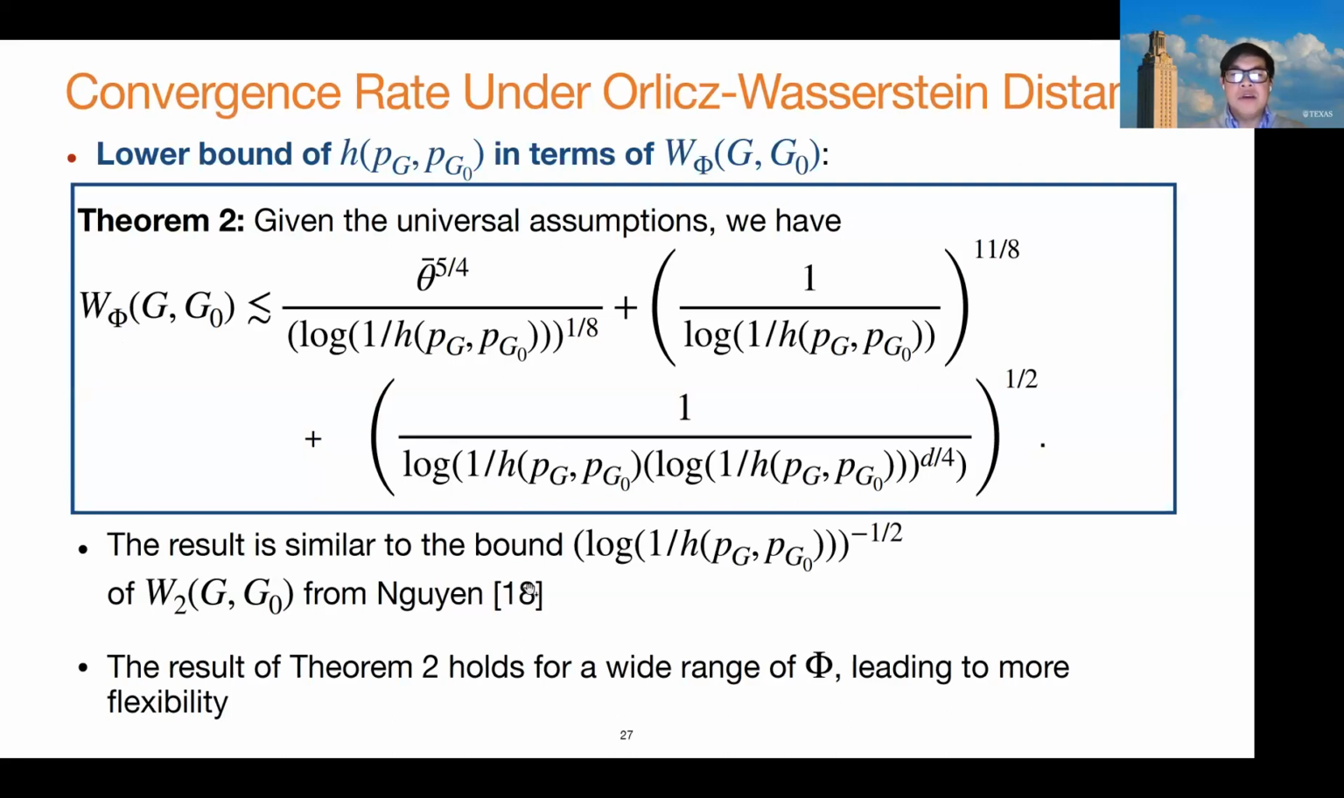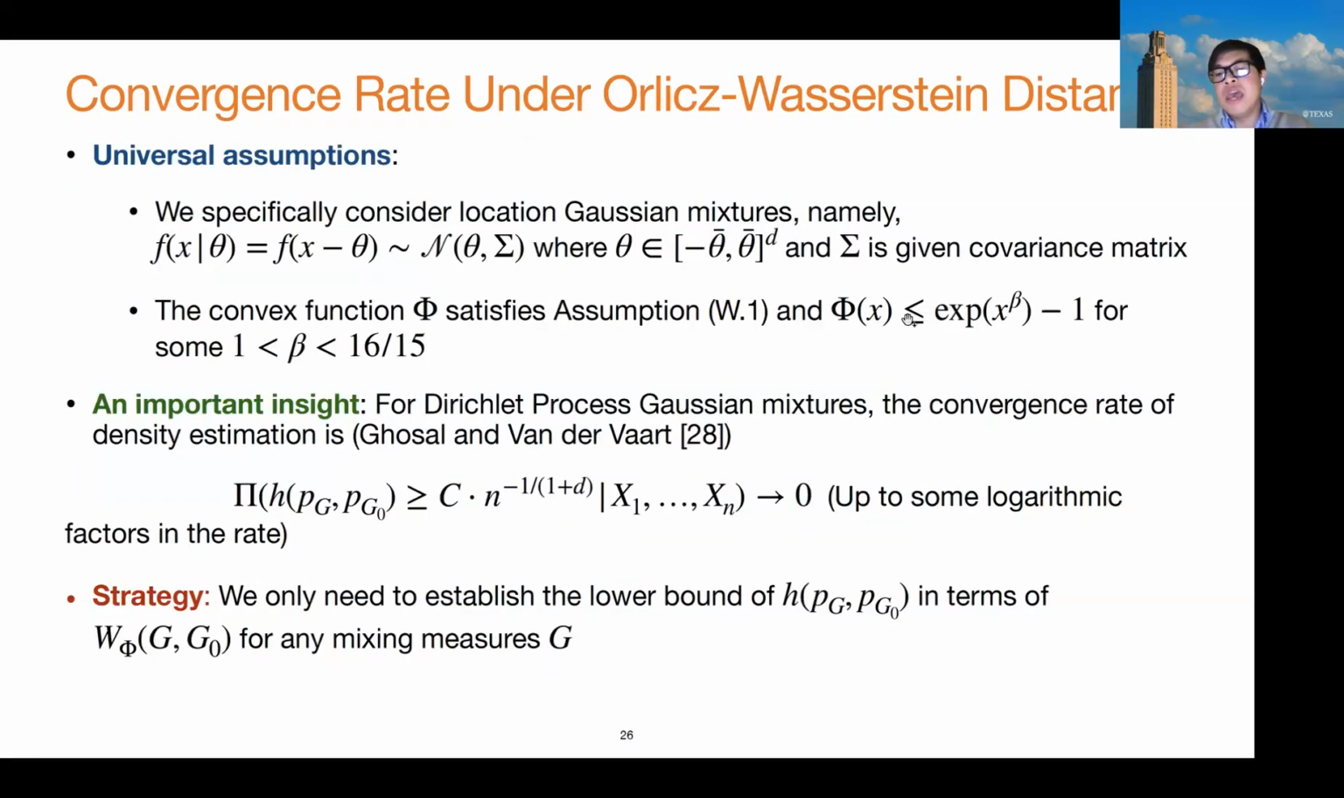And basically it means that eventually we can upper bound the Orlicz Wasserstein metric between two mixing measures by one divided by log of one divided by the Hellinger distance between mixing density functions, to the power of 1/2. It's the one I write below. That's the bound we have for this case. And these results hold for a wide range of phi, because we only need phi(x) to be at most exponential of x to the beta minus one. It means that it holds not only for polynomial, but also for exponential functions. That is something we care about.